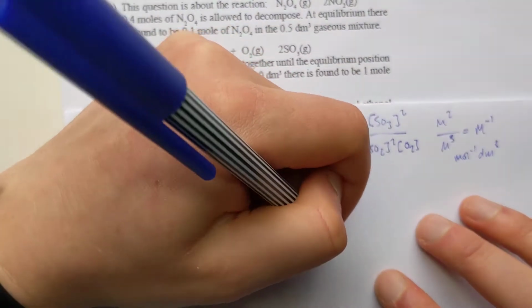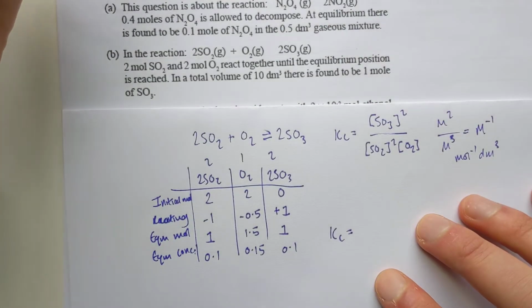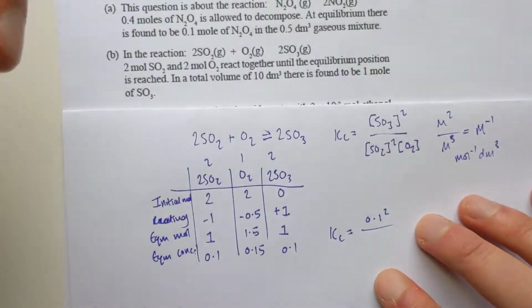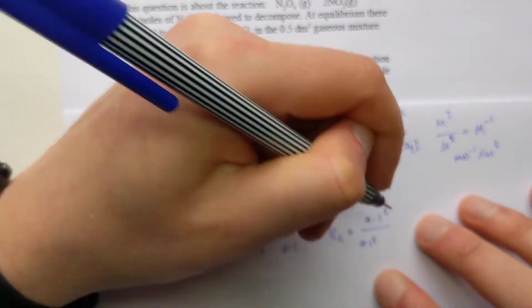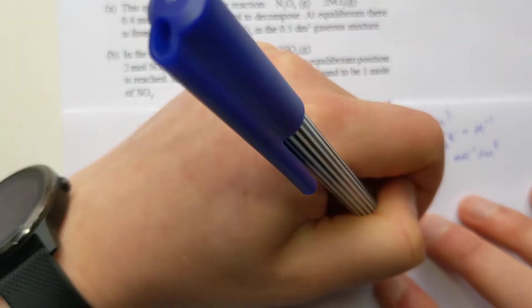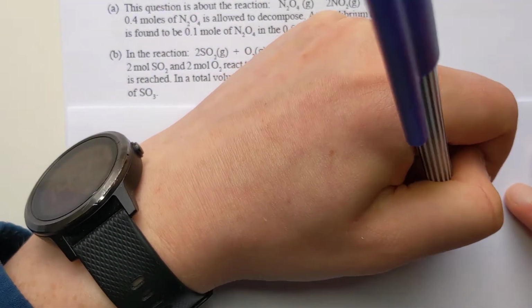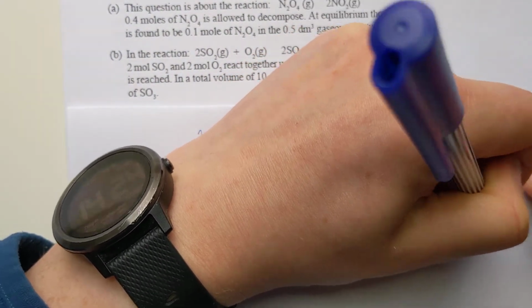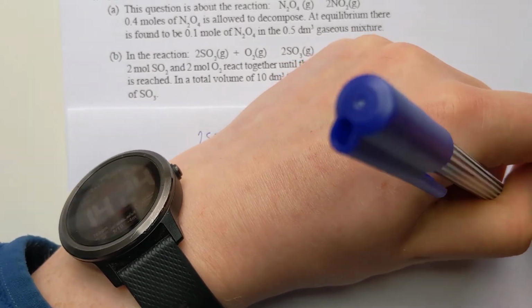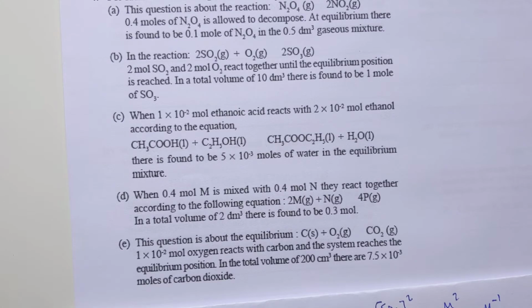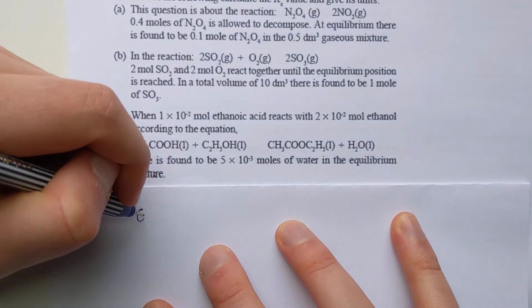Plugging it into Kc, Kc is going to equal SO3 squared, so it's going to be 0.1 squared over SO2 squared, 0.1 squared, times O2, which is 0.15. Plug in my calculator and I get 6.67 moles to the minus 1 decimeters cubed. On the third question, so we've got an equilibrium between ethanoic acid and ethanol to make an ester and water. So my equilibrium is this.